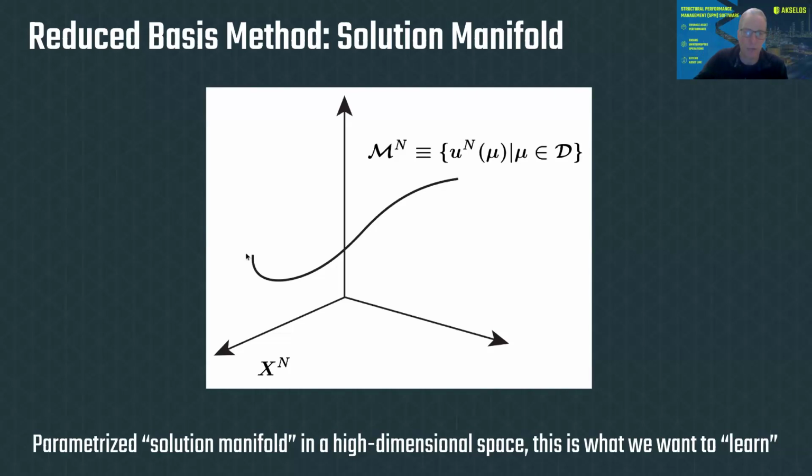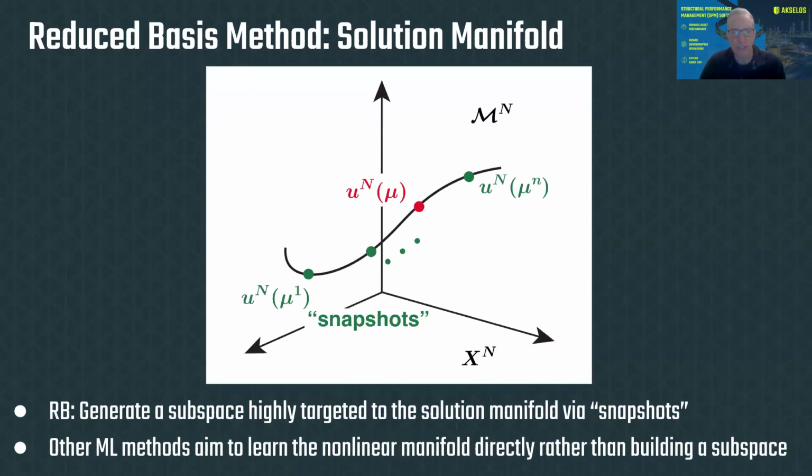So that's why we do this in the digital twin context. It allows us to be very efficient because we don't need the ability to approximate any solution in this high dimensional space. We want to focus on the ones on the solution manifold. And so what do you do with RB?